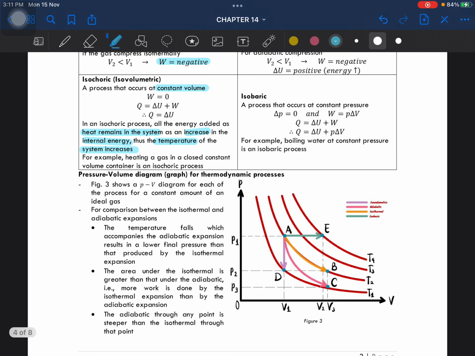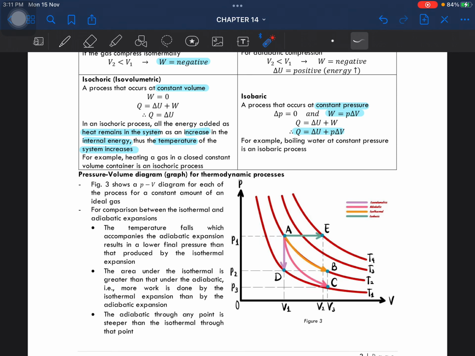The last one is the isobaric process. Isobaric means a process that occurs at constant pressure. For constant pressure, there is no change in the pressure, so work will be equal to P delta V. Based on the first law of thermodynamics, heat will be equal to the change in internal energy plus the pressure times the change in volume. For example, boiling water at constant pressure, by using a pressure cooker, because the pressure is constant in the pressure cooker.